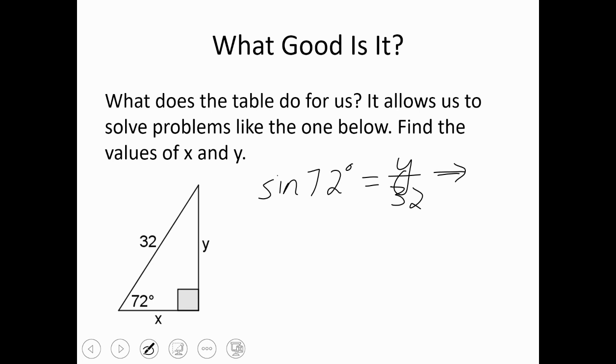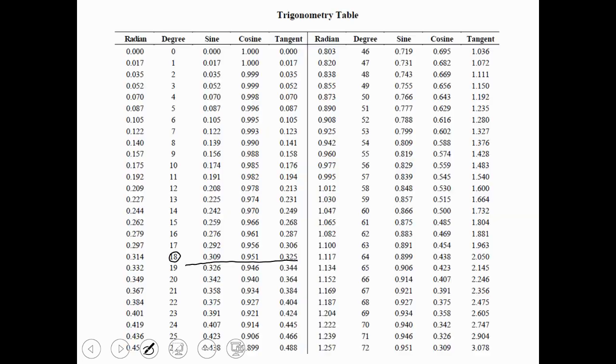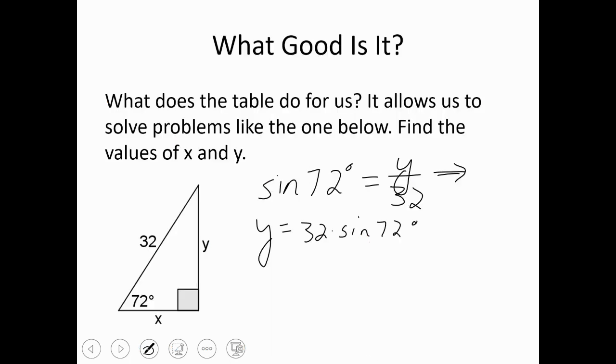And if we do just a bit of algebra to that, we get y is 32 times the sine of 72 degrees. And then what will we do with that? Well, we'd hop back to the table. We'd find the sine of 72 degrees, which is 0.951. We take that back. So 32 times 0.951. And then we'd multiply that out with the help of a calculator, and we'd get what the result is.